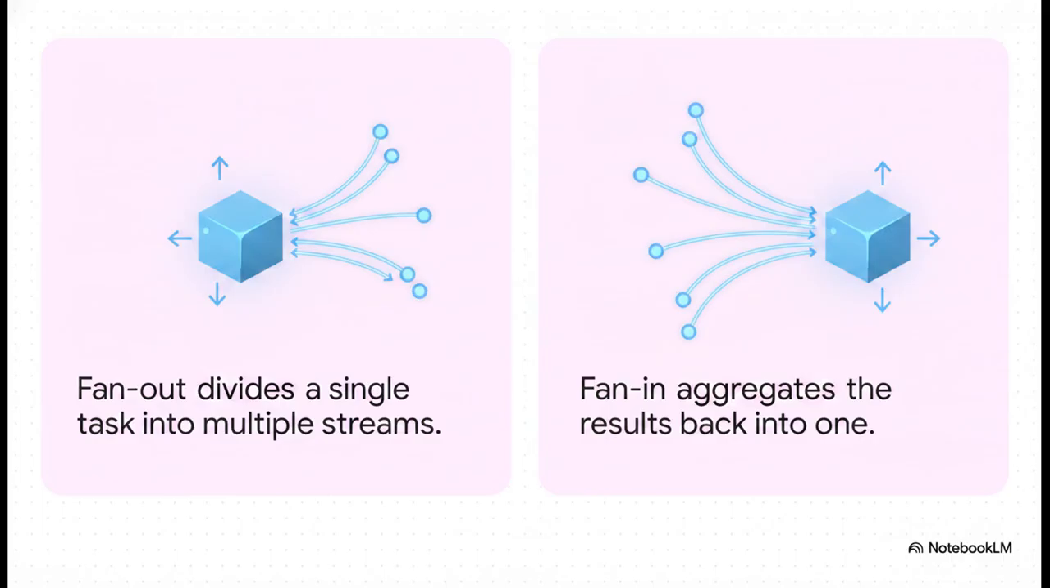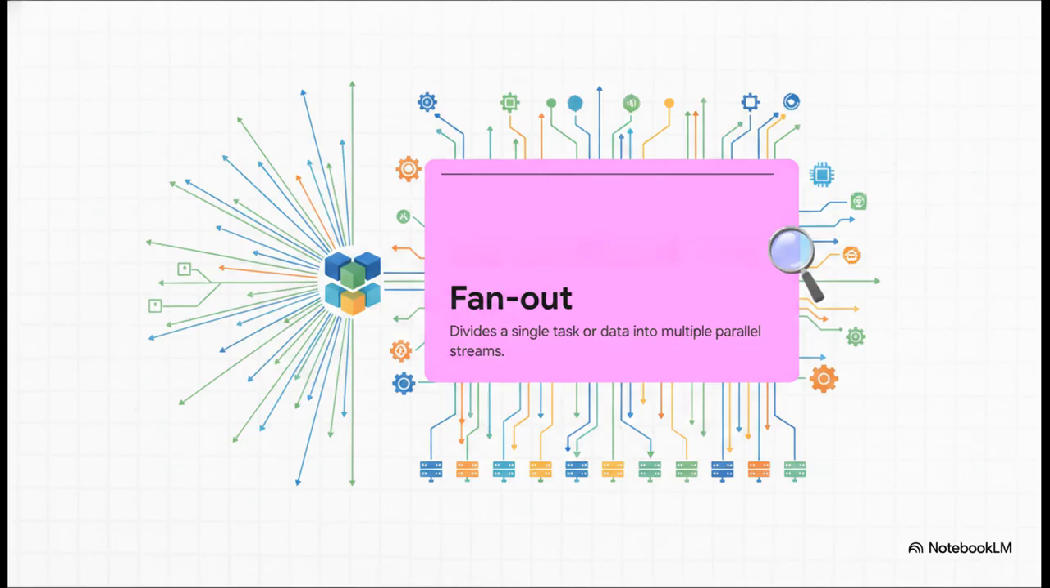On one side, you have fan-out, which is all about dividing the task. And on the flip side, you have fan-in, which is entirely focused on aggregating the results. It's crucial to look at these not as competing ideas, but really as two halves of the exact same process. They work together in perfect harmony. Okay, let's zoom in on that first half. Fan-out is basically an architectural pattern that takes a single task, or maybe a massive chunk of data, and divides it.